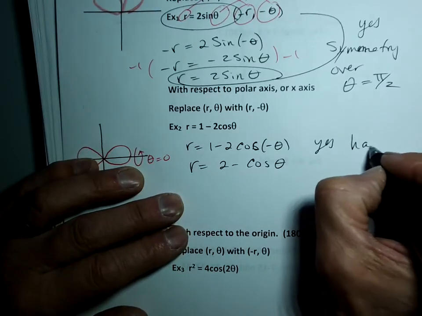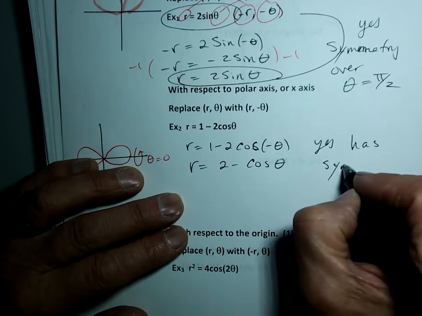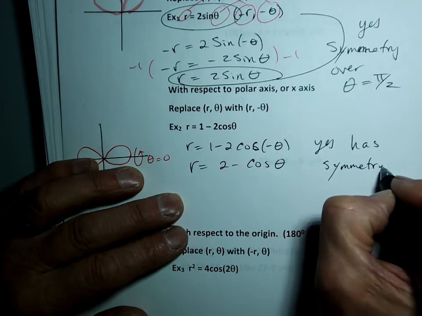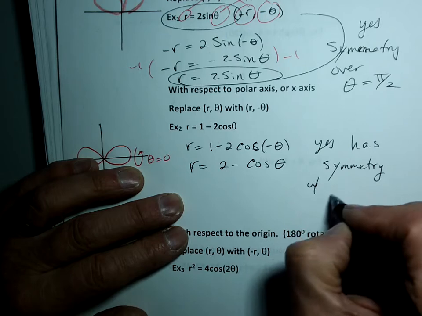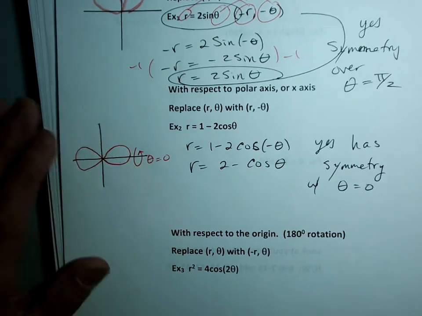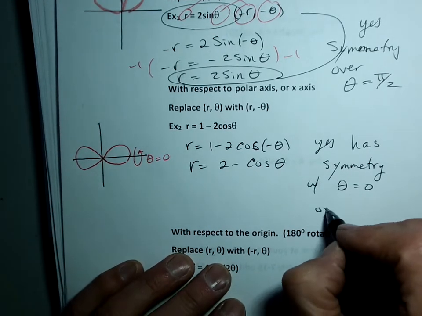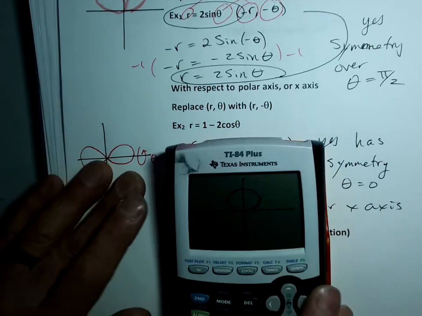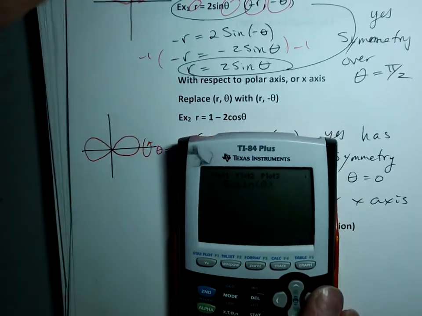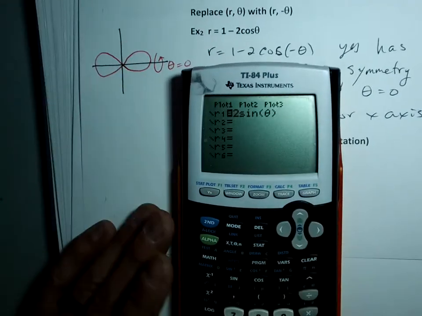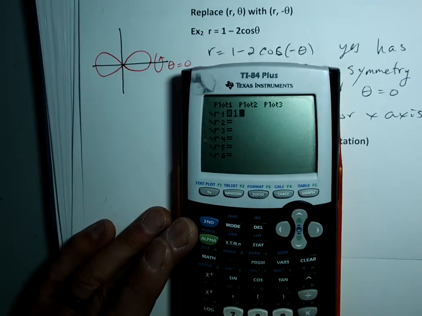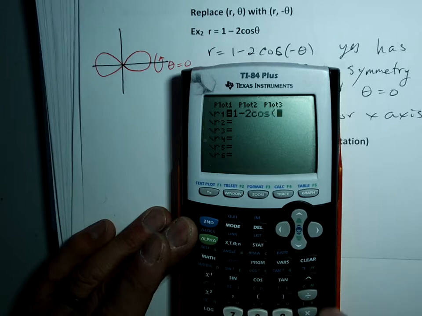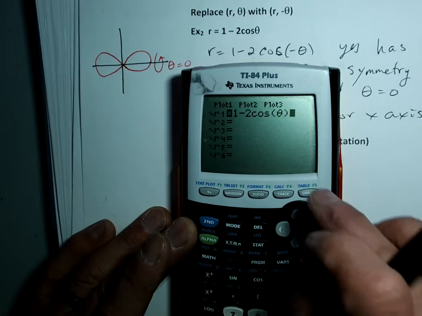Yes, it has symmetry with theta equals 0, or the x-axis. So again, if I graph this, let's see what it looks like. Y equals, I'm going to graph this, clear. 1 subtract 2 cosine of theta. Let's see what it looks like.